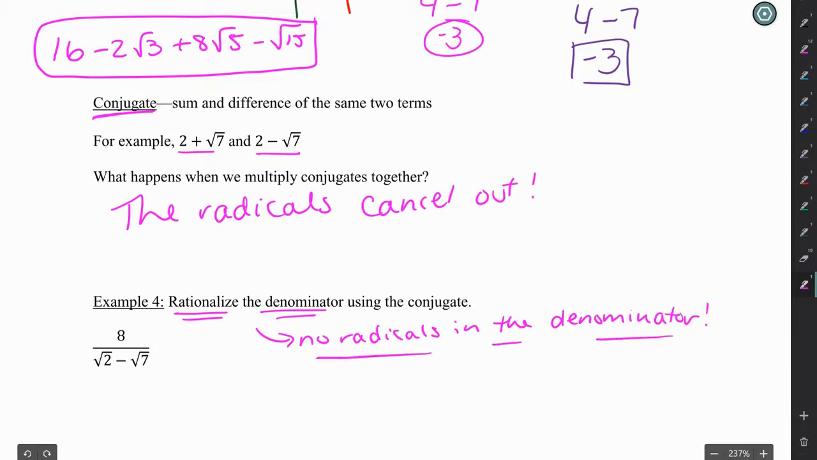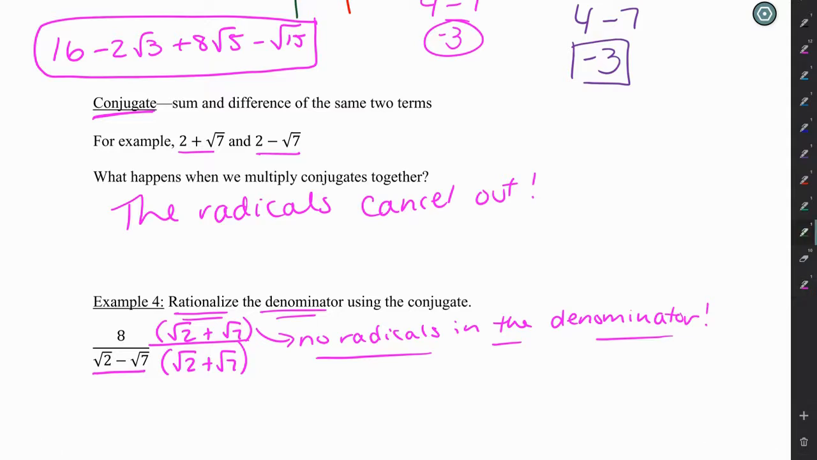Now, we do this using conjugates. So I have root 2 minus root 7, so we multiply by root 2 plus root 7. And we do that on the top and the bottom, because as long as it's the same on the top and on the bottom, it's technically equal to 1. So we're not changing the value of this fraction.